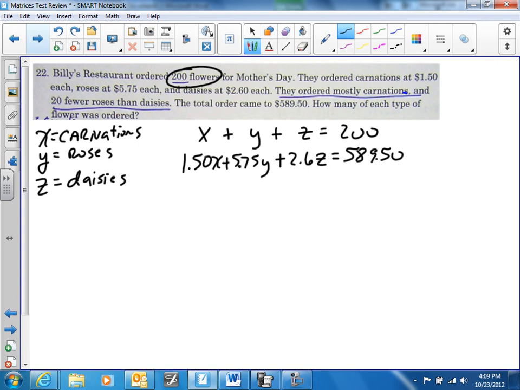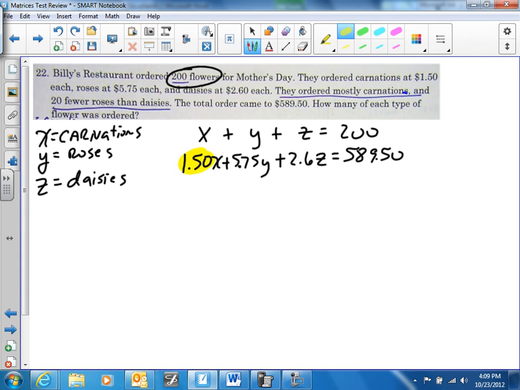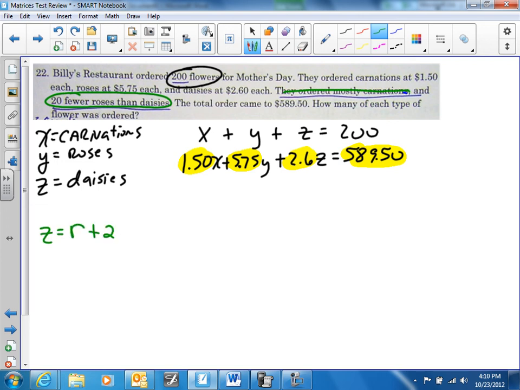Notice all these are prices. Okay? Just to let you know so you can see that these are all prices, so these all go together. All right? Now, the next one says they order mostly carnations. So that's all well and good, but this is what I really need to know. All right, 20 fewer roses than daisies. So that means my daisies is going to equal roses plus 20.